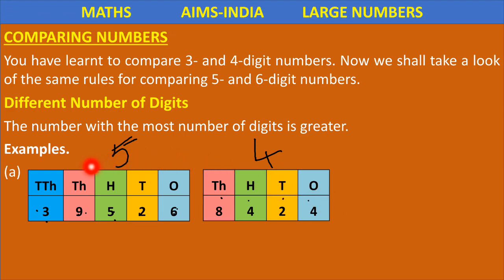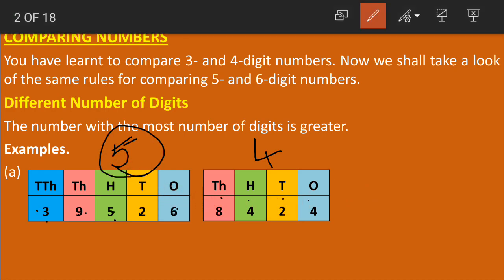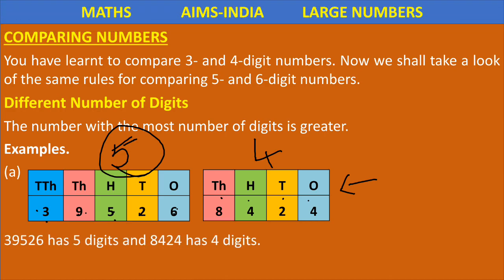Now if I ask you to compare both the numbers and say which is the greater number here, which is the greater number children? Yes, the number with 5 digits becomes the greater number, because it has more digits than this number. 39,526 has 5 digits and 8,424 has 4 digits. So 39,526 is greater than 8,424, right?